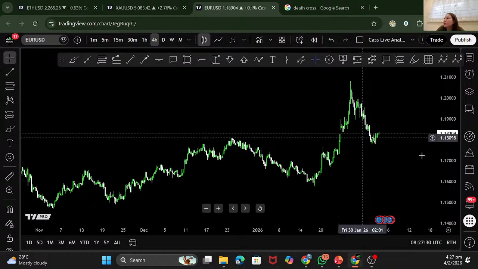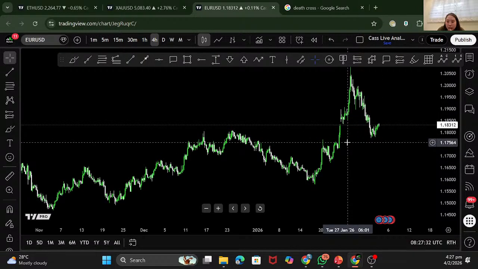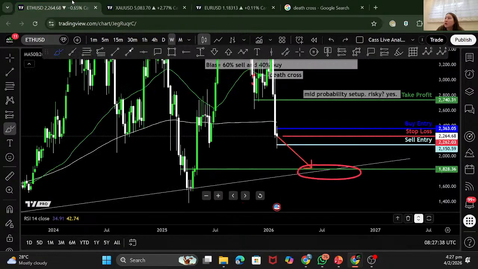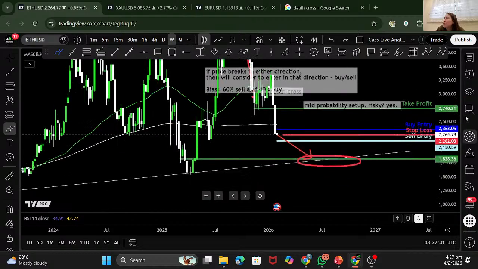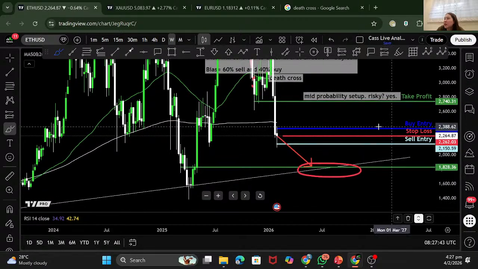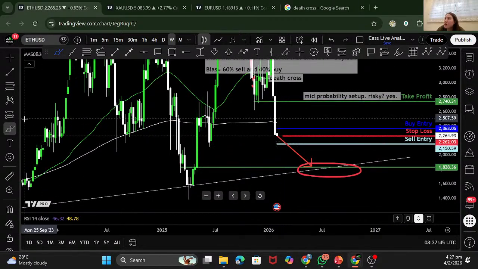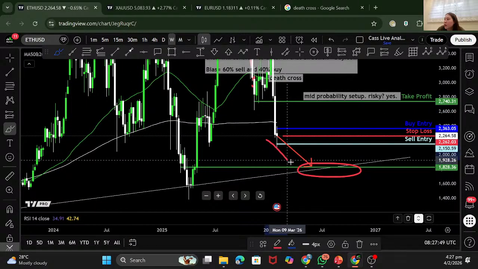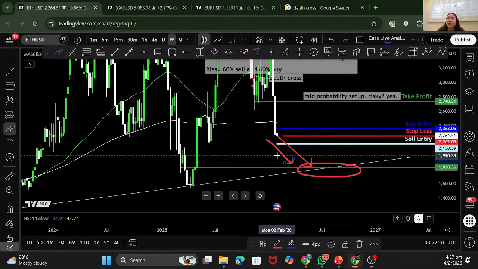Okay, so let's move on to the next one, which is EUR USD. So far, my honest opinion, sorry, let's go back to ETH USD. I think this is going down, but I am not going in for the sell.